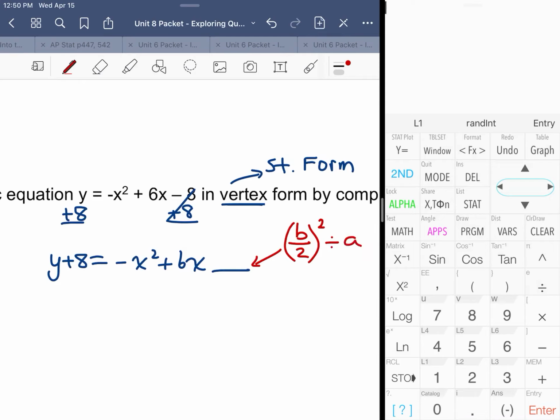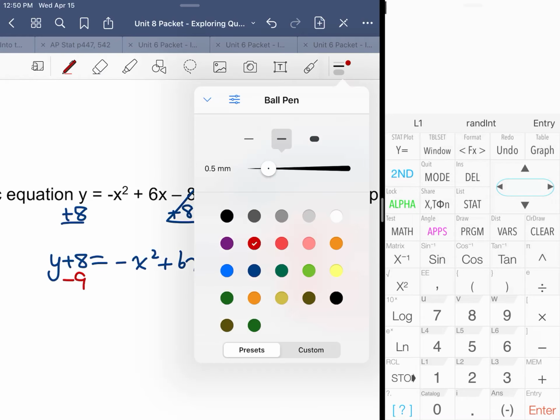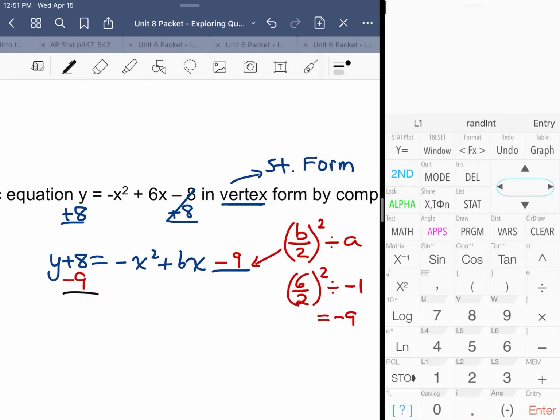All right, so the b value is 6, divided by 2, squared, divided by the a value, which is a negative 1. So 6 divided by 2 is 3, squared is 9, divided by negative 1 is going to be negative 9. So a negative 9 is getting thrown in the gap here. Because I'm subtracting a 9 from one side, I have to subtract a 9 from the other. All right, so I'm going to switch over to black for those keeping score at home. We're looking at y minus 1 is equal to negative x squared plus 6x minus 9.